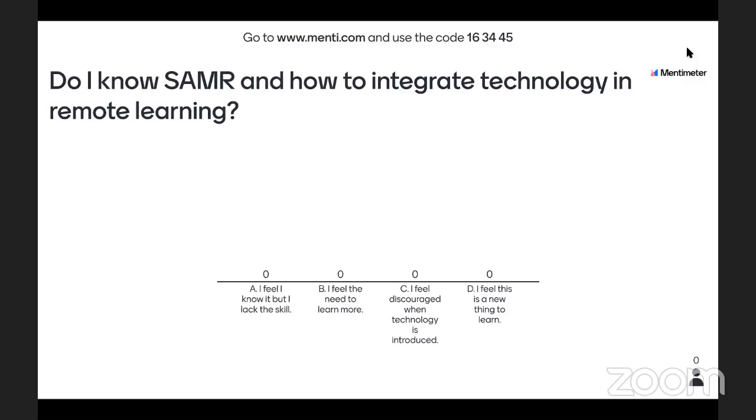I'd like to know where we are coming from just to be able to contextualize what is SAMR. And I'd like to know exactly where we are in integrating technology in aid of learning.